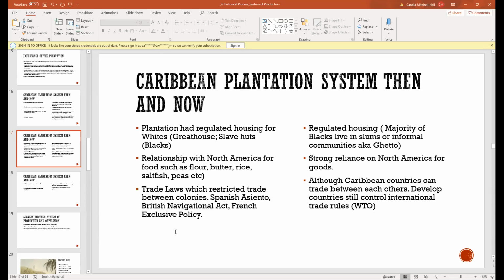So for example, with the British Navigation Act, if I am a planter in Jamaica, and I need to send some goods to Barbados or St. Vincent, it was not permitted. I had to send those goods to Britain and then Britain retransported them. Or I needed permission from Britain in order to trade with another Caribbean colony, even if it was a British colony, right? Spanish also had their restrictions. So we know for sure that these were some of the features of the Caribbean.